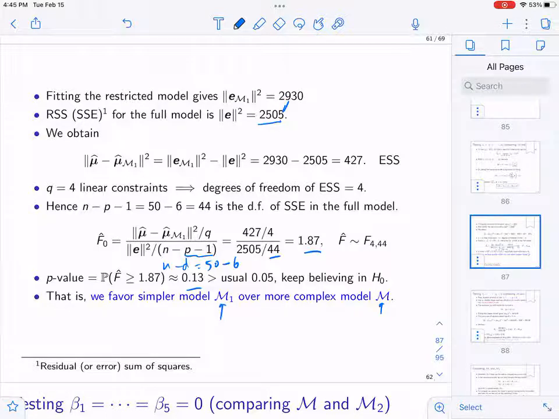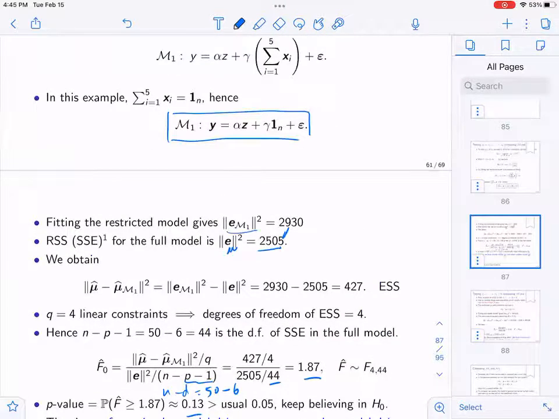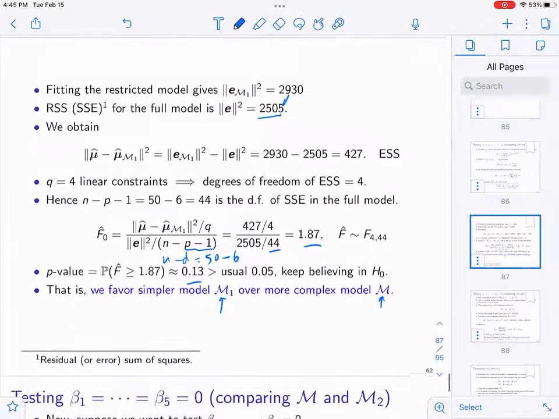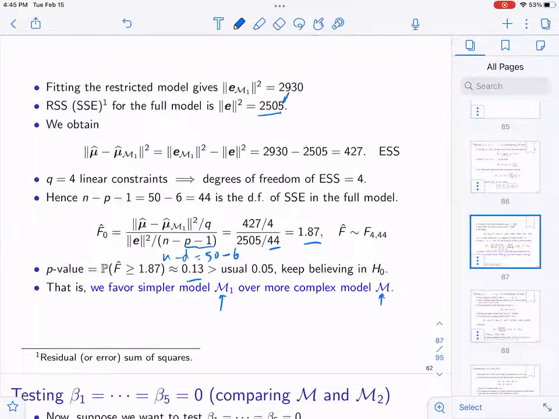So you can think of the F as comparing the two models. This is the full model, M, with this residual. This is the restricted model with this residual sum of squares, and F gives you a very concrete way of comparing these two models. So we're going to go in favor of the simpler model, where all the drugs have the same effect.